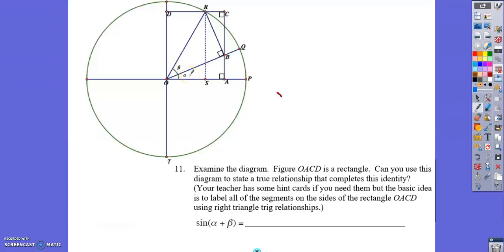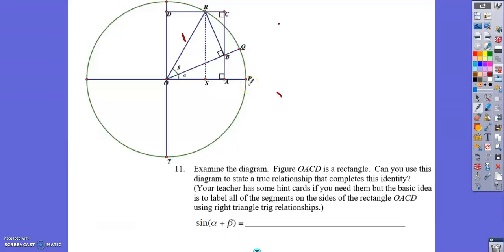We stared at it for a while, we didn't get very far, and we had some hints. So let's see what it says. First of all, we know it's a unit circle, which means I'm going to go ahead and mark some of the things that are 1 here. OR is 1, OQ is 1, and OP is 1. I'm not going to mark the other ones, just OR.